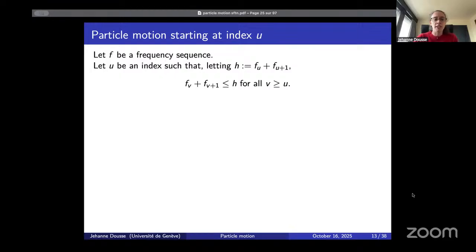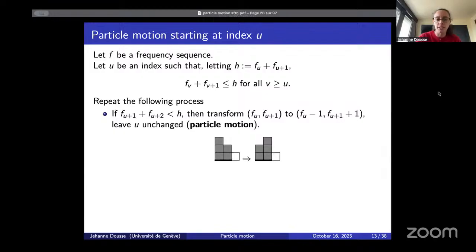So we just need to take some index, u, such that if you consider the sum of the frequencies of u and u plus 1, and we call it h, then for all the numbers v that are at least u, the sum of the frequencies of v and v plus 1 must be at most h. So in that case, if u is such a number that satisfies this property, then we can apply particle motion to it. And there will be two cases.